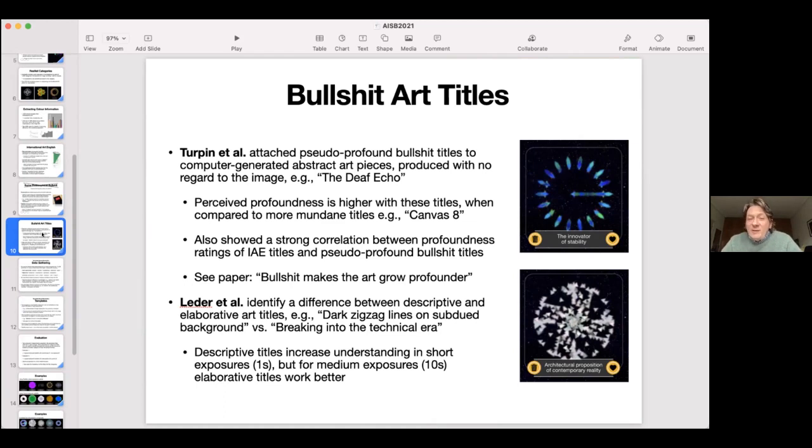And they have this lovely paper called Bullshit Makes the Art Grow Profounder. And it was thanks to John McCormack who put me onto that paper that I was enabled to get into this area and actually do some implementation.